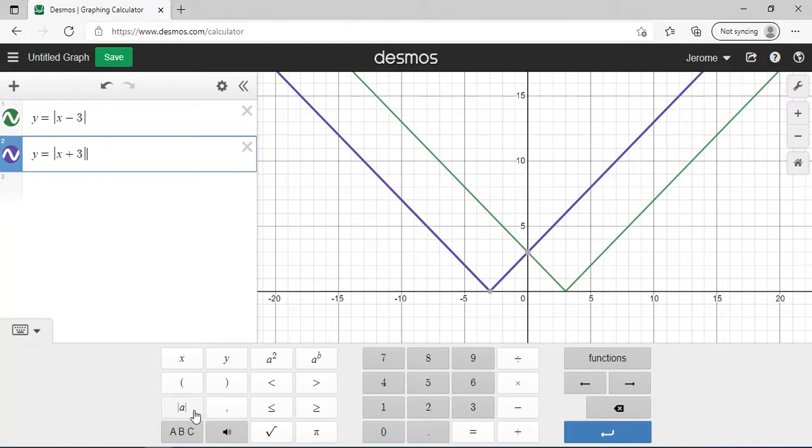And as you see, there's a different V here. And I like the fact that Desmos uses different colors. So if you see here, the first graph was the green, and the second graph was the purple. And their intersection point is at 0, 3. So this is basically how you would graph it.